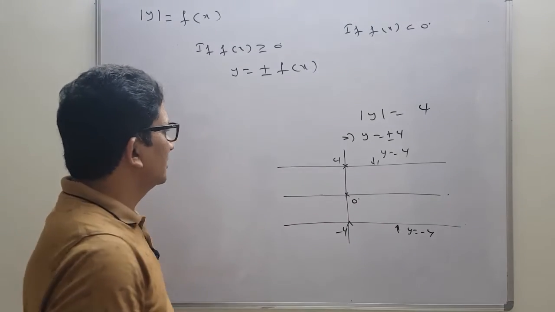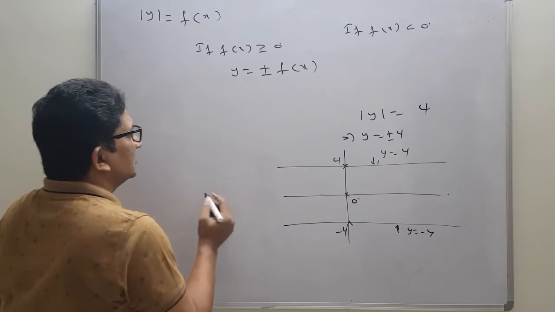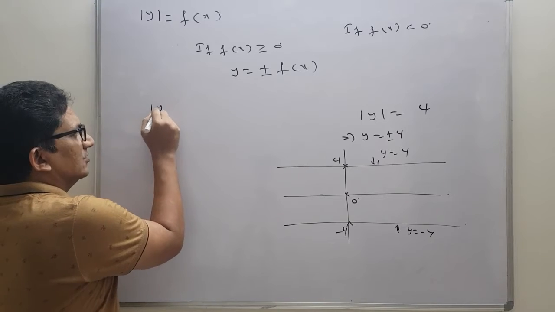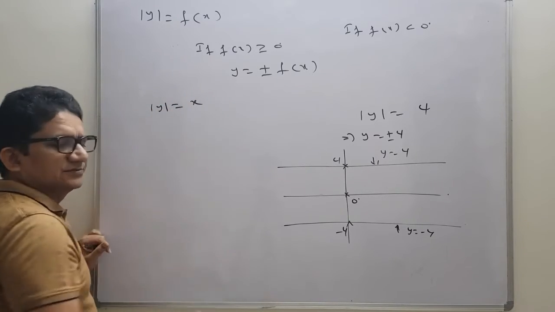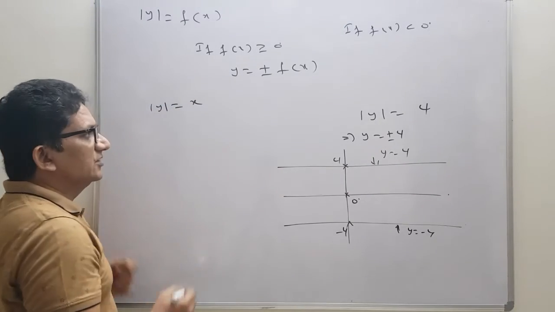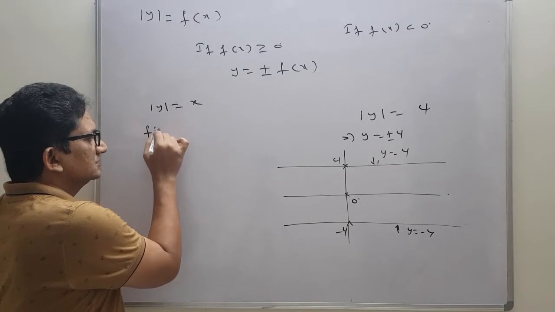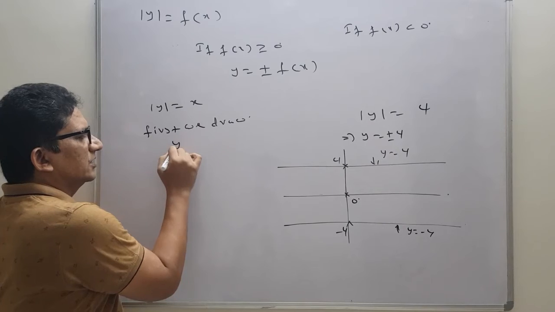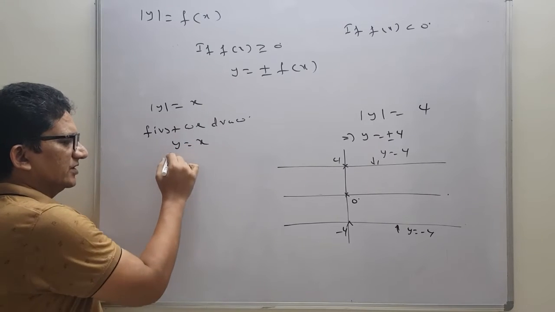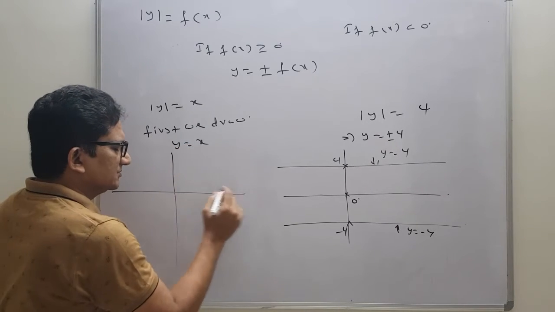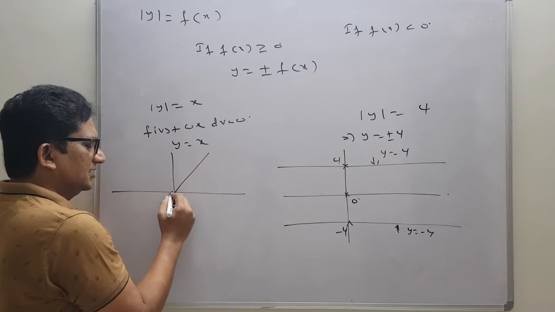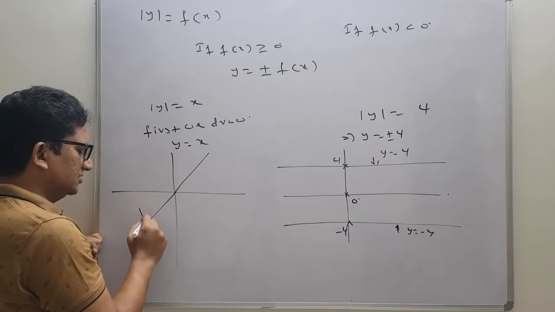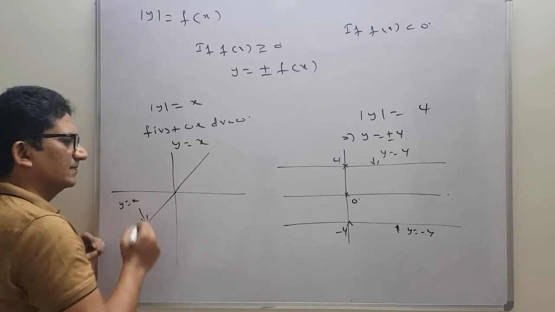In the same way, if you have some graph, for example, I will take modulus of y equals to x. For modulus of y equals to x, first we draw the y equals to x graph. We know that it always passes through the origin and lies in the first quadrant and third quadrant. This is your line y equals to x.